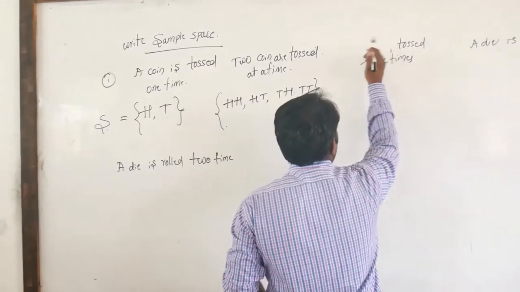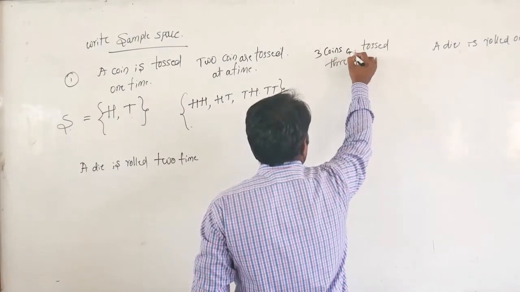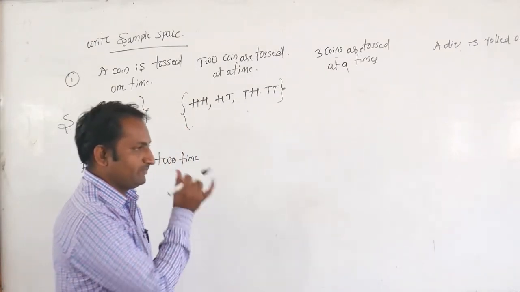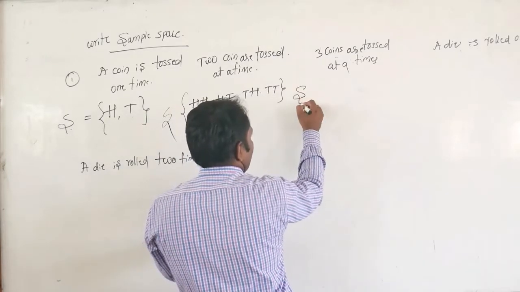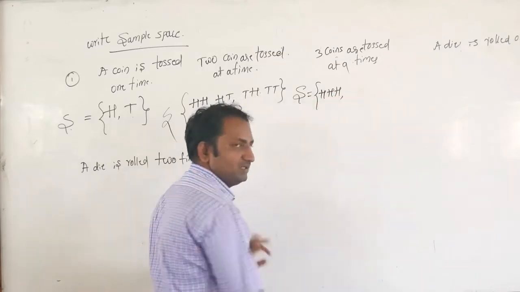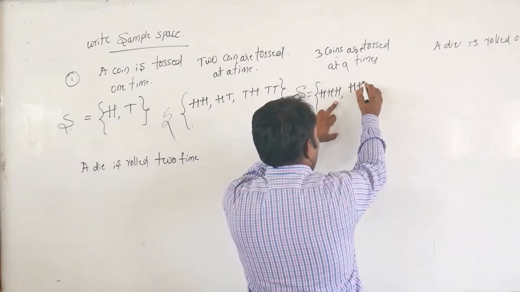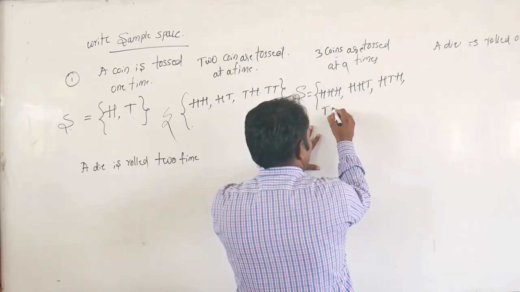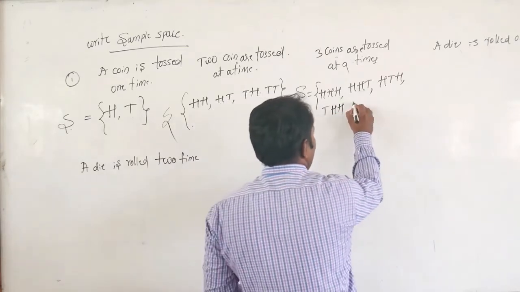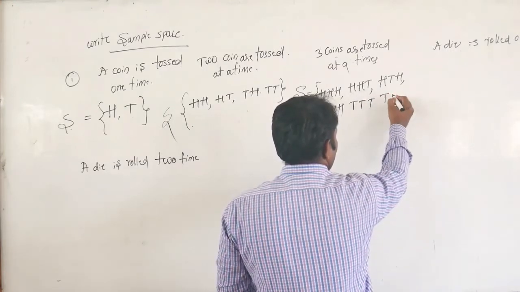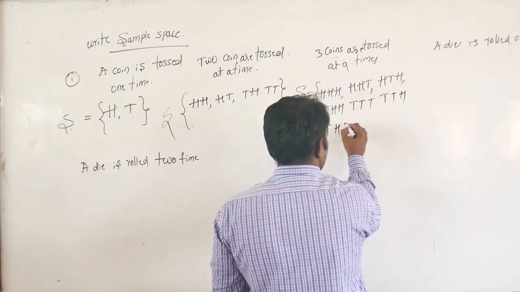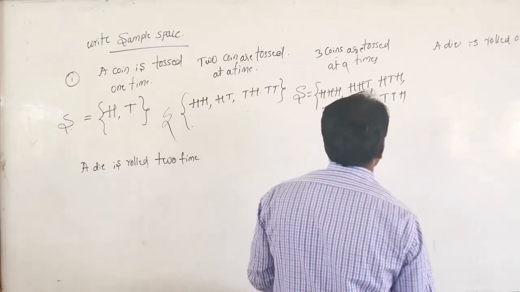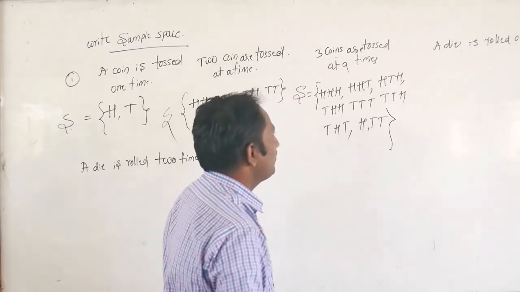Now, three coins are tossed at a time. The sample space for this one is: head, head, head; then head, head, tail; head, tail, head; tail, head, head; then tail, tail, tail; and so on for the remaining combinations. This is a very important concept belonging to this topic: three coins are tossed at a time.